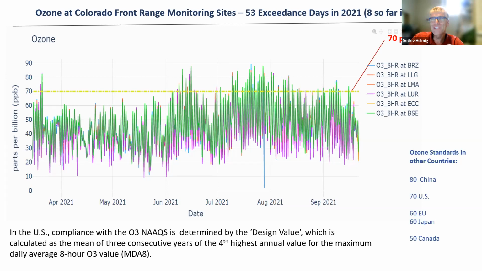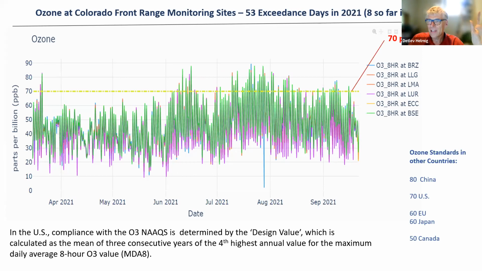It's so complicated, it's so confusing that I don't want you to memorize this or try to understand. But just to know, it's not really all that simple. So in the United States, the compliance with that ambient air quality standard is determined by what's called a design value, which is calculated as the mean of 3 consecutive years of the 4th highest annual value for the maximum daily average 8-hour ozone value. Bang, who can repeat this?